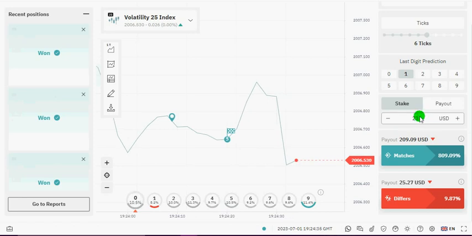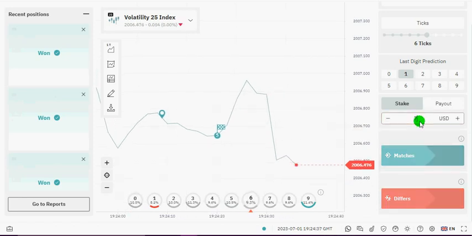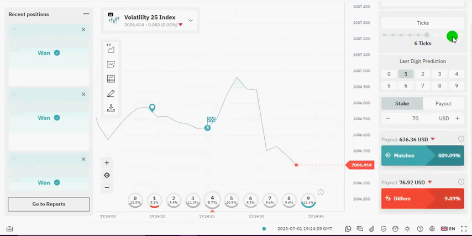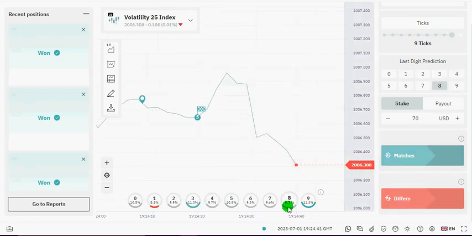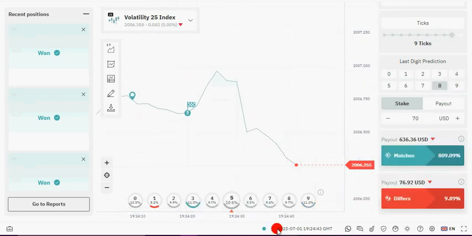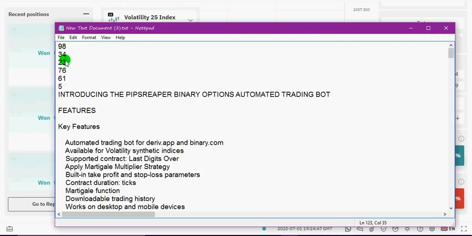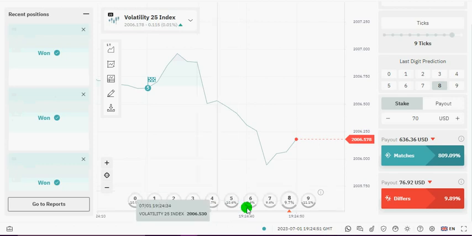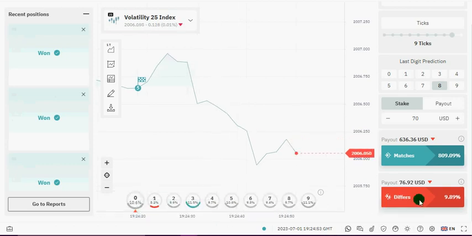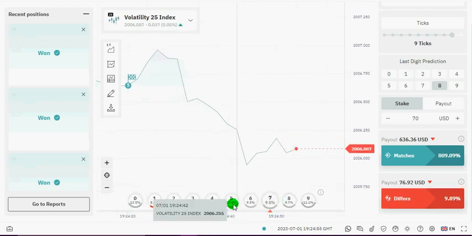If you want to confirm this, I can change this to 70. Then we go for the 98 again. The last prediction 98. So then we wait. You can see we are going back again to the sequences, which is the 98, 34, 23, 76, 61. Then the 5 is what you need to watch before you place the trade. And so once this thing is on 5, you click on differ.